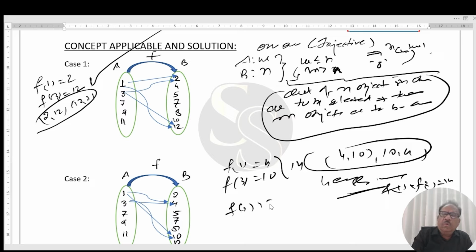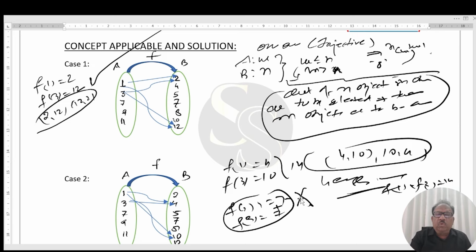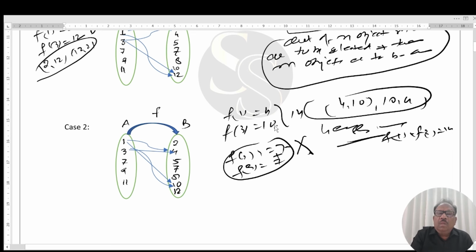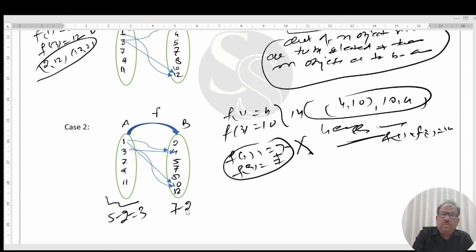f(1) equal to 7, f(3) equal to 7. Sum is 14, but we cannot take this because every element in A should have a unique image. In this case, the image will not be unique, right? Therefore, or you can say the pre-image should be 1. Now in this case, remaining elements will be 5 minus 2, 3, and in B 7 minus 2, 5. And this will not be 1-1. Therefore, this will not be considered.